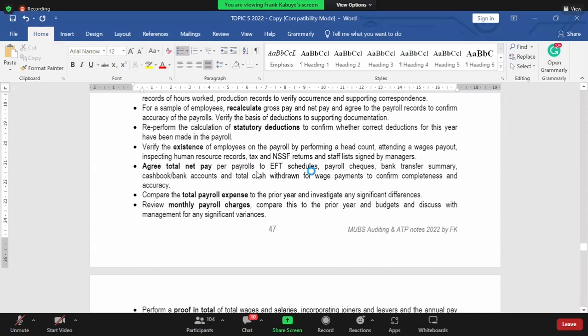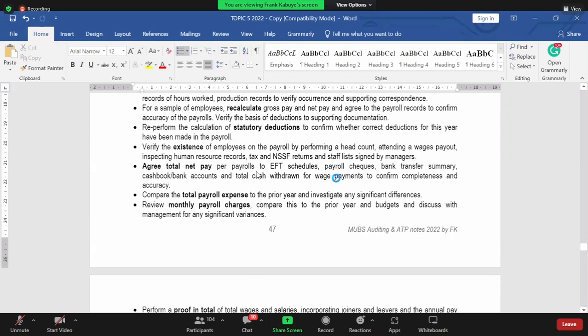So also, if you don't pay by EFT schedule, you pay by check, you give a worker a check. So agree the payroll to the check, to the bank transfer summary, to the cash book, and confirm completeness of the salary paid.